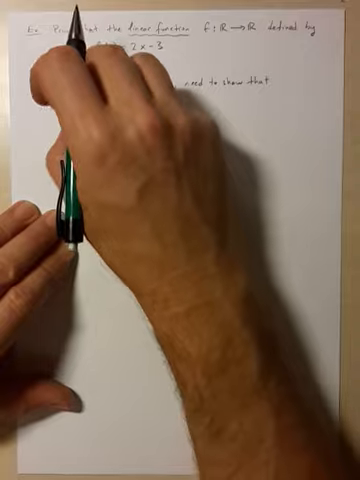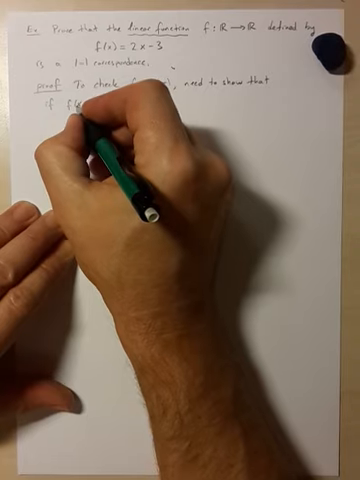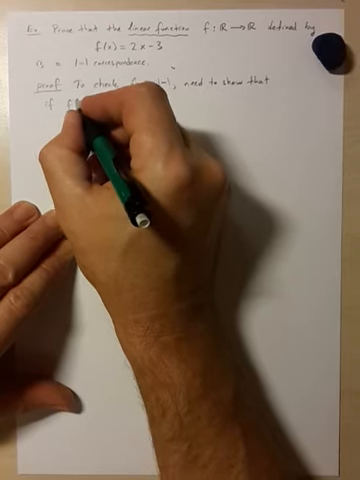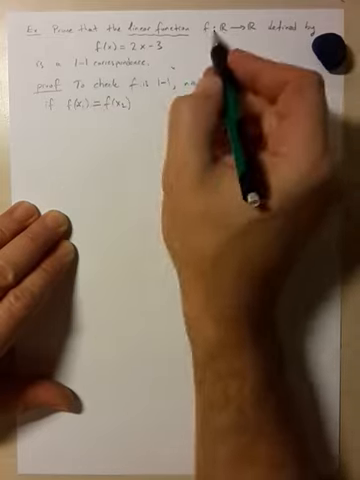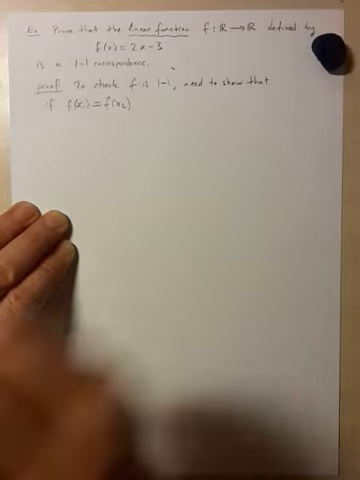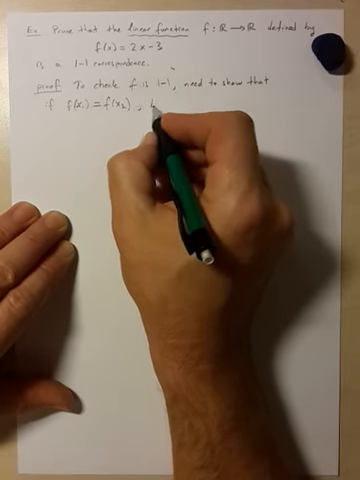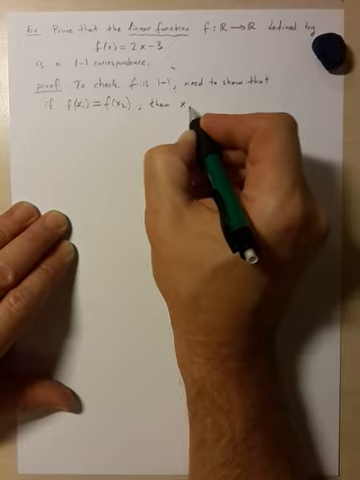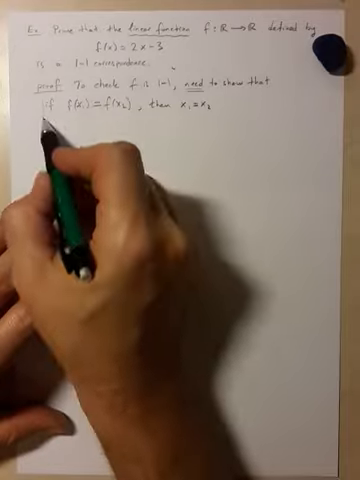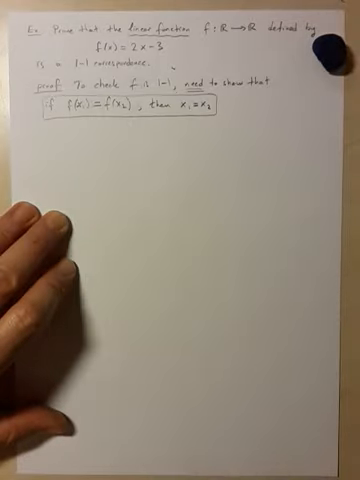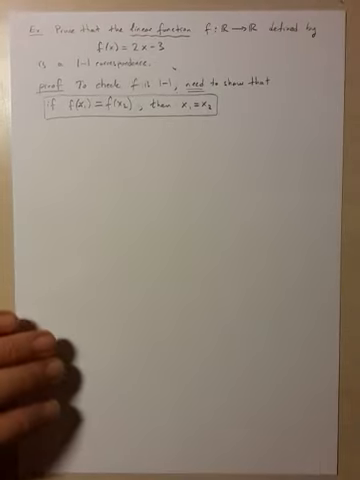Let me do it by labeling in the same way as we did in the definition. We need to show that whenever f of x1 equals f of x2, where x1, x2 are real numbers, right? Whenever this happens, then x1 must be x2. So we need to show this. Here x1, x2 are real numbers, of course. The domain and codomain are both real numbers, okay?